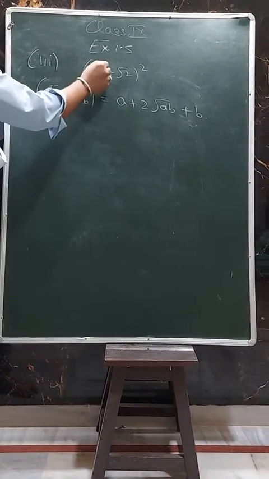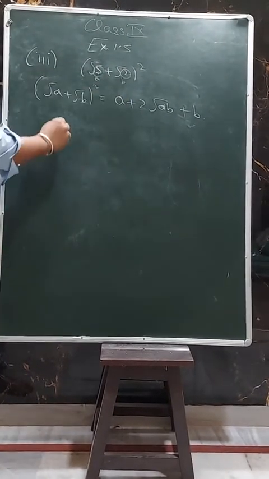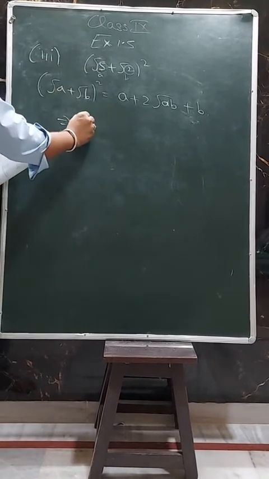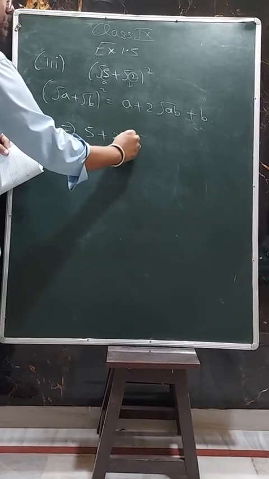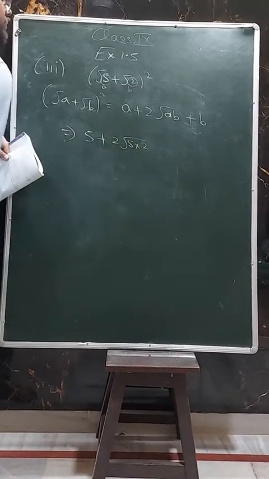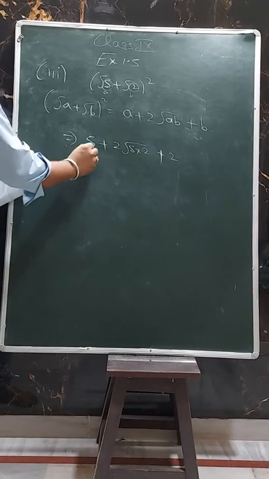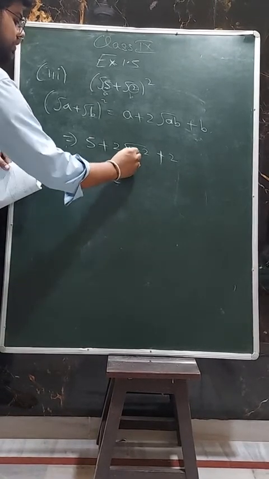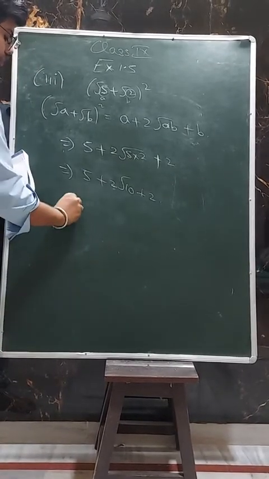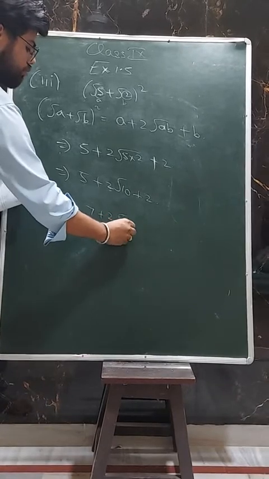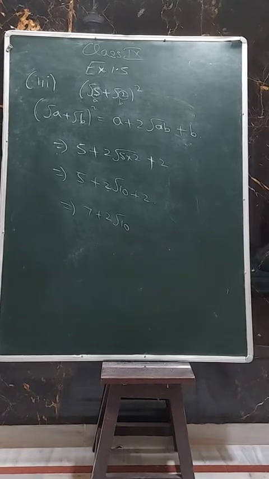Now this is your a inside the root, okay. This is your b. Now a plus 2 root ab. A is what? 5. 5 plus 2 root ab means 5 multiplied by 2, plus b. B value is 2 only. Then 5 plus 2 is 7, plus 2 root 10. This is the answer only.